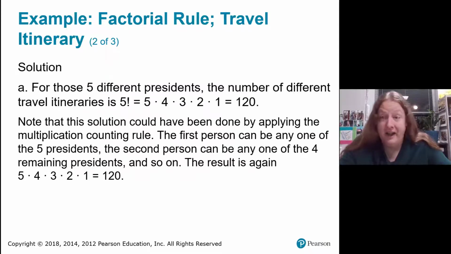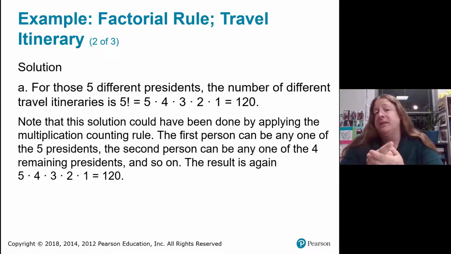So let's first talk about how many possible itineraries we have. Well, there's 5 different presidents. So that means the first president we visit, there's 5 ways to do that. Then once we've visited that president, there's 4 remaining presidents to visit. And then there's 3 remaining, and then 2, and then 1. So using the multiplication rule, we would know that we need to multiply 5 times 4 times 3 times 2 times 1. Factorial rule comes along and says, you know what? You don't have to write out 5 times 4 times 3 times 2 times 1. You can instead use this exclamation point and write it as 5 factorial.